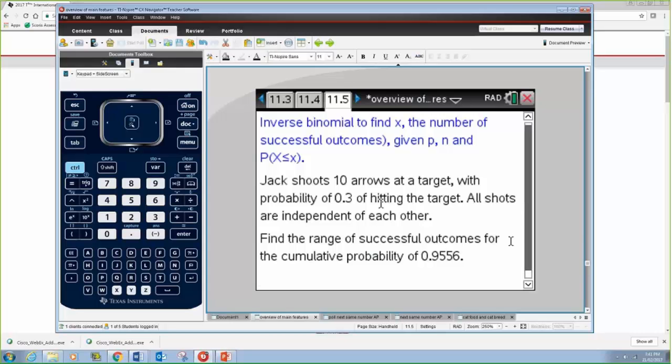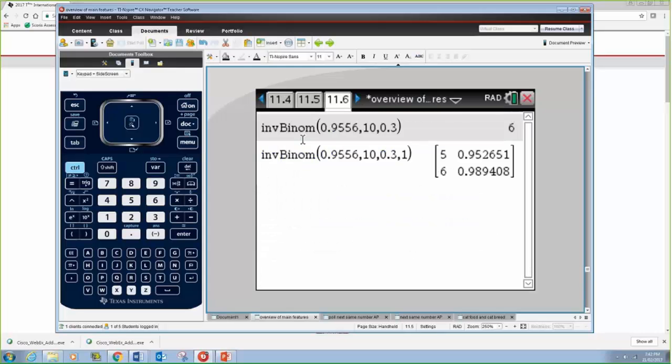So let's have a look at this example. Jack shoots 10 arrows at a target with probability of 0.3 of hitting the target. All shots are independent. Find a range of successful outcomes for the cumulative probability to be 0.9556. So this time, when we go there, we actually choose inverse binomial, and it will ask you same questions. So we put 0.9556, 10, and 0.3.